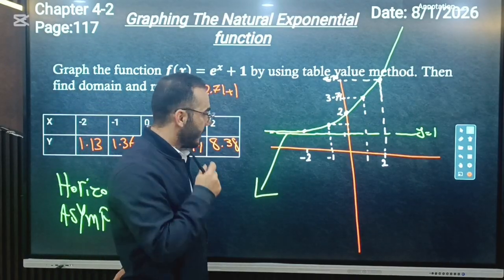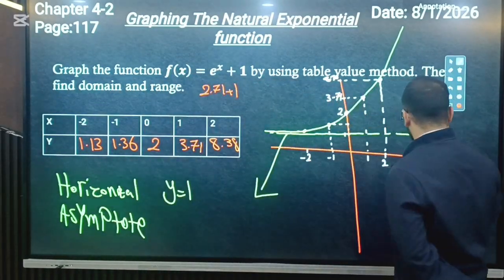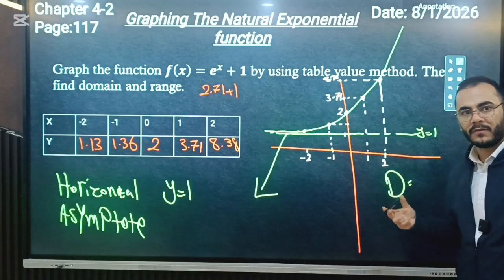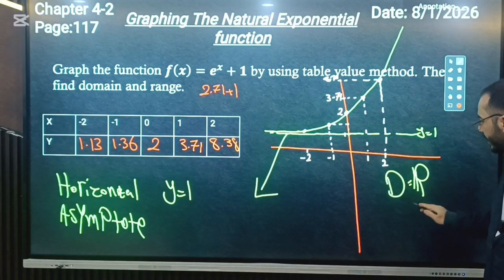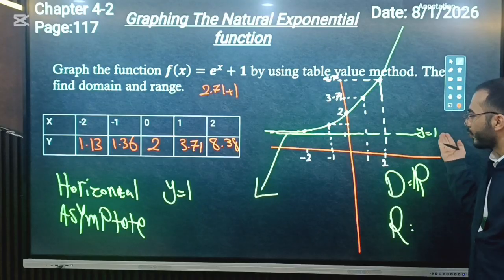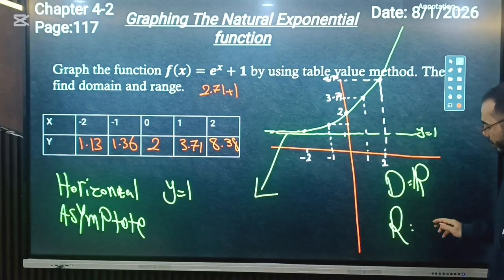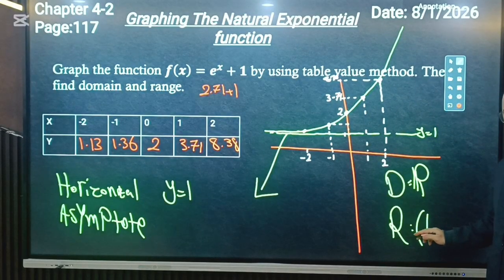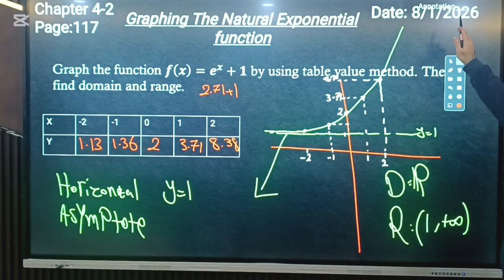Perfect. How about domain and range? Well, for domain, since it's an exponential function, again, we are going to say that it's all the real numbers. How about the range? Guys, the range is very important here to get. As you can see, the graph is above y equals 1. So the lowest y is almost 1, but not exactly 1. That's why we put an open interval. And it goes to positive infinity. It goes up. There is no bound for it. That's why it goes to positive infinity.